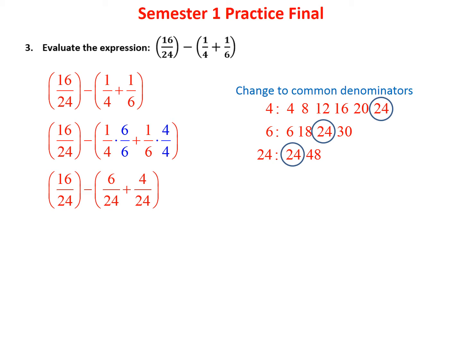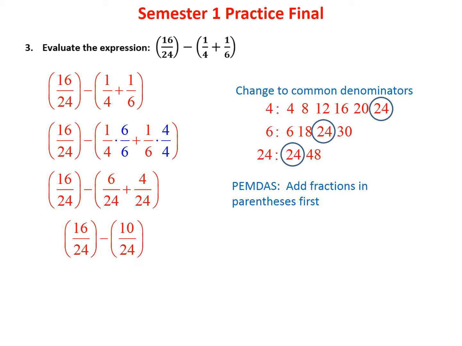Now to continue, we're going to follow the PEMDAS rule, and we'll add the fractions first before we subtract. So 6 plus 4 is 10 over 24, and now we can subtract, and we get an answer of 16 minus 10 is 6 over 24. So let's simplify this fraction, and they both can be divided by 6. We divide both by 6, and our answer is 1 over 4, and that's our answer, 1/4.